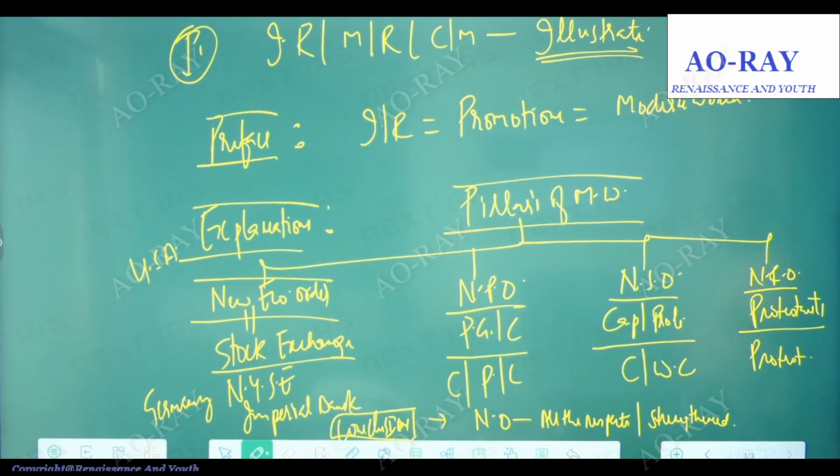So US and Germany. Industrial Revolution played a major role in the creation of the modern world. Illustrate. Examples with data. So we have given two examples and their data, US and Germany. And then conclusion: new order with all the aspects got strengthened.